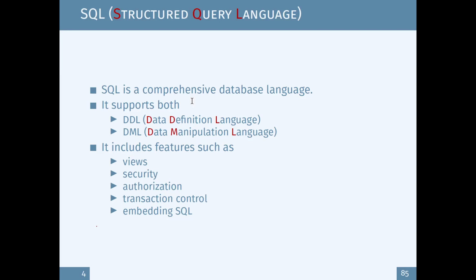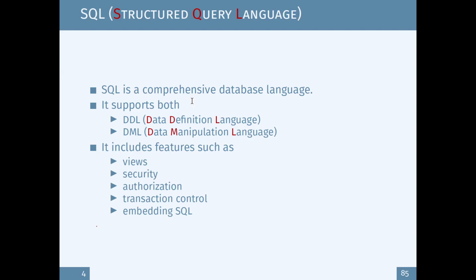Transaction control means that sometimes if something goes wrong in the middle of a change to a database, what should happen? For example, let's say you are transferring funds from one account to the other. What will happen if the power goes out in the middle? How do you handle that? Those things we have to talk about under transaction control.